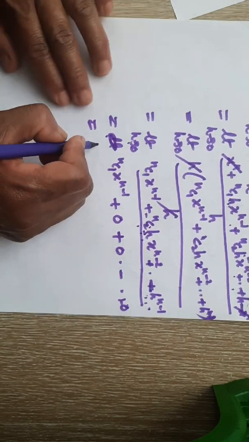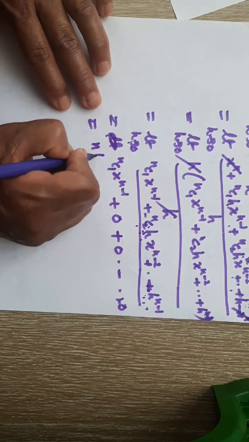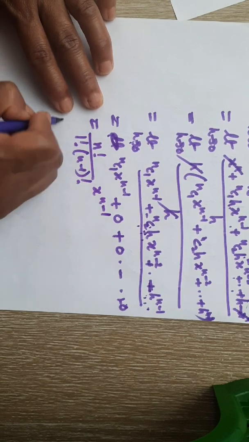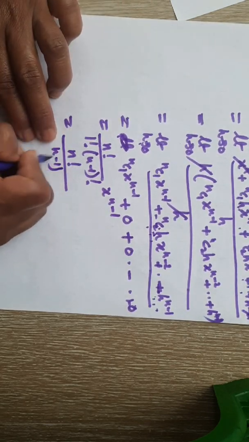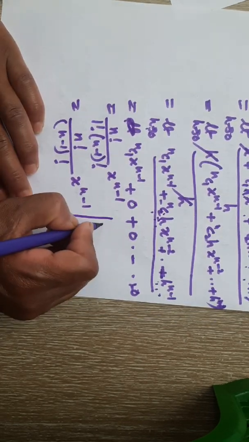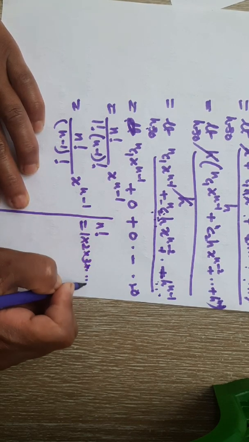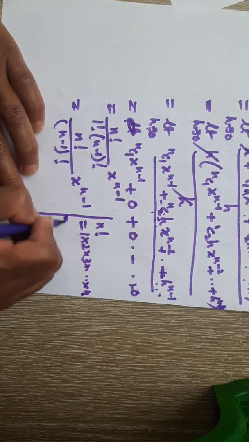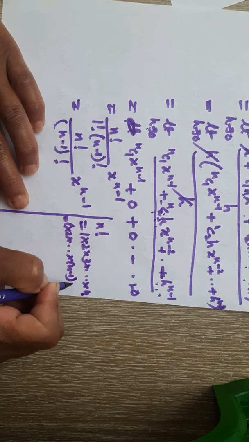But now what is nC1? By the combination formula, you get it as n factorial by 1 factorial into (n-1) factorial, x^(n-1). 1 factorial will be 1, (n-1) factorial will remain as it is, then x^(n-1). But what is n factorial? n factorial is the product of the first n natural numbers, 1 into 2 into 3 into and so on into n. But before n, it is n minus 1. It will be 1 into 2 into and so on into (n-1) into n.